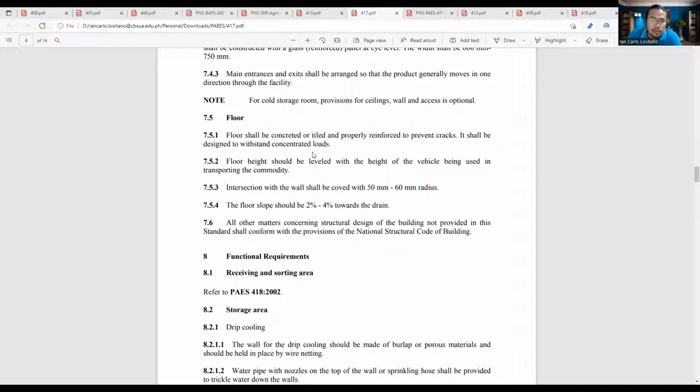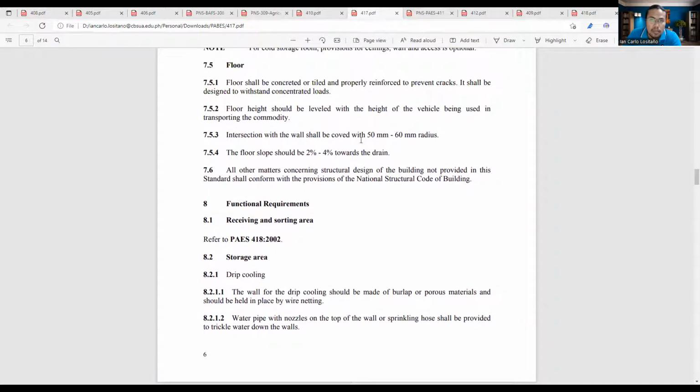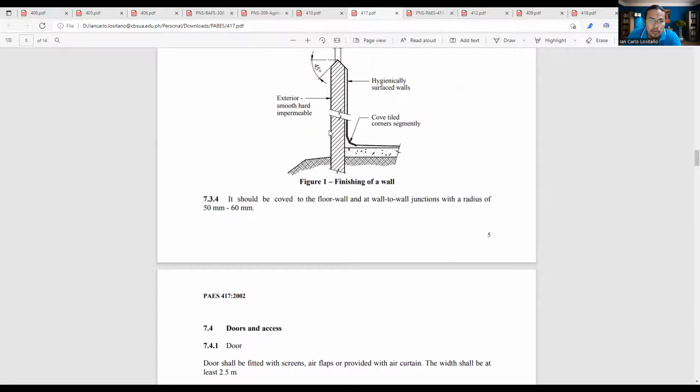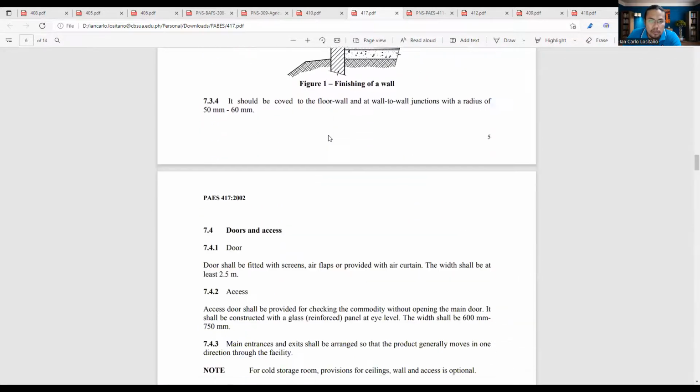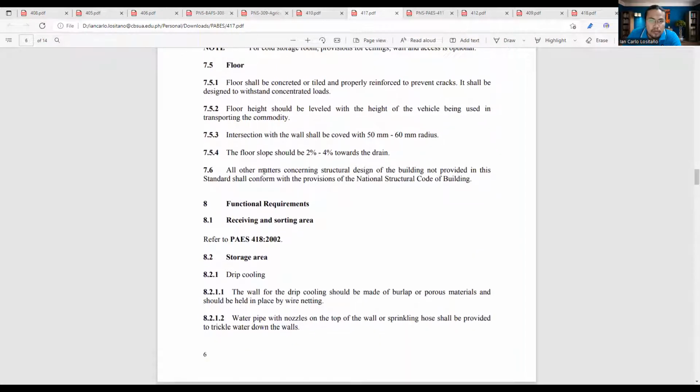Floors shall be concreted or tiled. It shall be designed to withstand concentrated loads, properly reinforced to prevent cracks. Floor height should be leveled with the height of the vehicle being used in transporting the commodity. Intersection with the wall shall be coved, similar to what was provided in the walls. The floor slope should be 2 to 4% towards the drain to facilitate the movement of water.